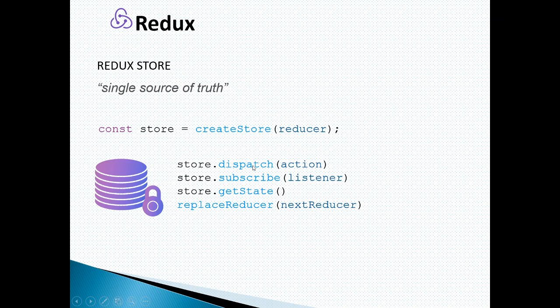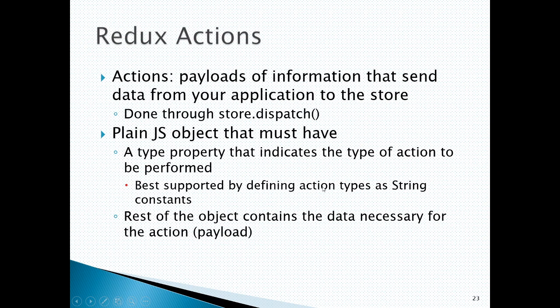The store can dispatch a function with the action. You can dispatch an action to the store. You can subscribe to the store to listen to the output. You can get the current state from the store, and you can replace the reducer in it.